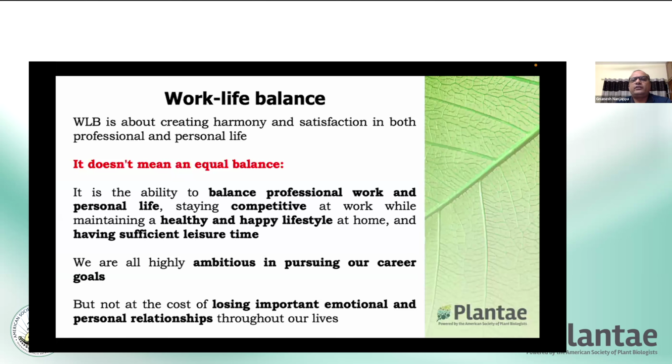Sometimes we are highly ambitious in pursuing our career goals. This is very, very important. Unless we have proper goals, we'll end up with nothing, especially as scientists. We have to create our own goals, what will be the future and what we need to do for that. But reaching that goal should not be at the cost of losing important emotional and personal relationships throughout our life. Because as mentioned by previous speakers, when we have a family, when someone gives birth to new babies and all, if we are not there in that moment, we may lose our personal life.